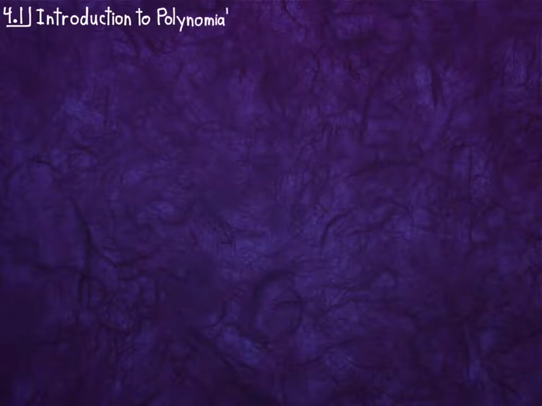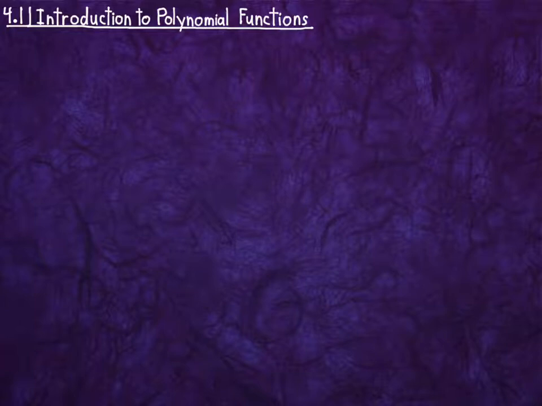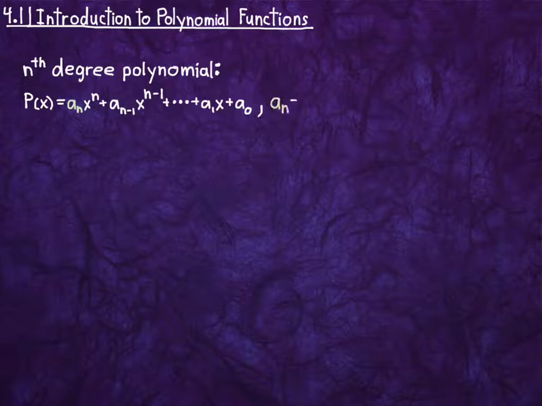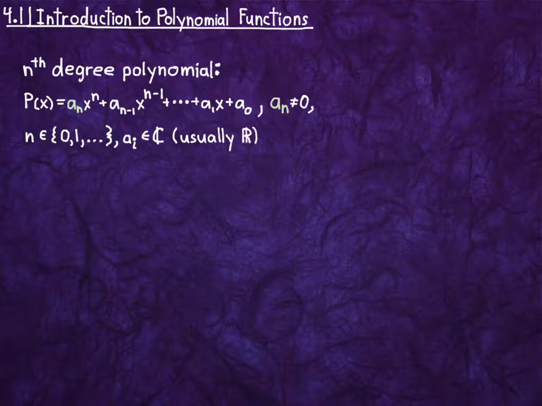This is section 4.1, Introduction to Polynomials, or to Polynomial Functions. An nth degree polynomial is a function of the form p of x equals a sub n x to the n plus a sub n minus 1 x to the n minus 1 plus dot dot dot plus a sub 1 x plus a sub 0, where a sub n is not equal to 0.